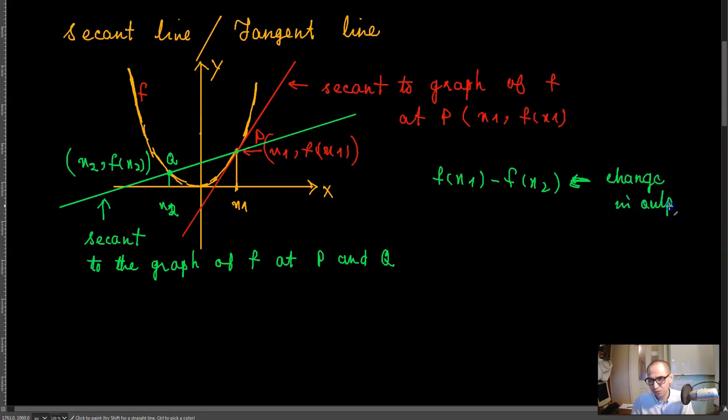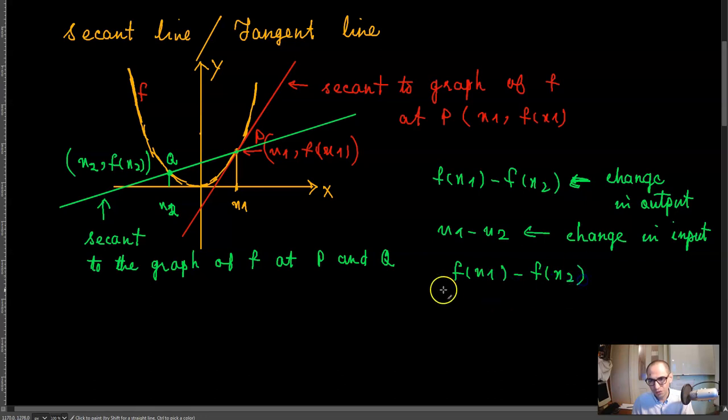This is the change in output. And the change in the input would be essentially x1 minus x2. This is the change in the input, right? So that means that for this function, the average rate of change between x2 and x1 you could calculate by f of x1 minus f of x2 over x1 minus x2, right? This would be the average rate of change between x2 and x1.